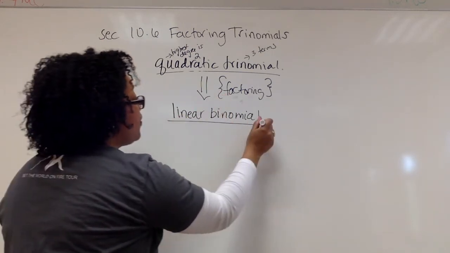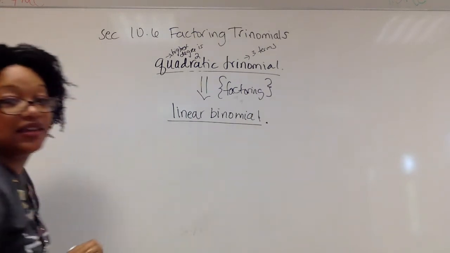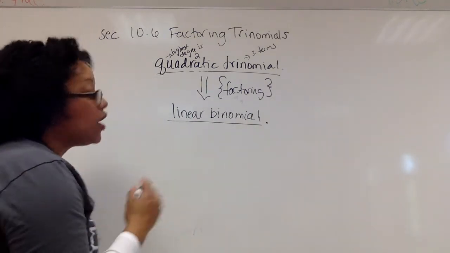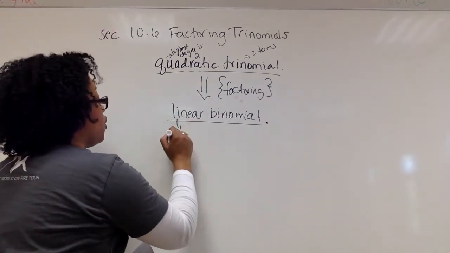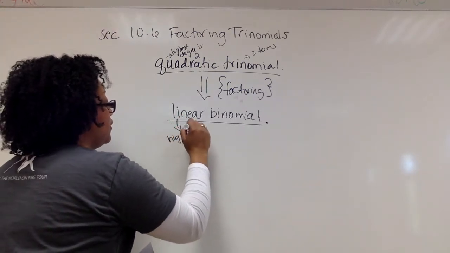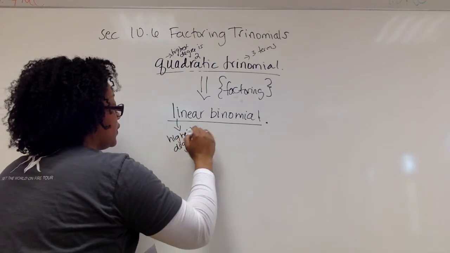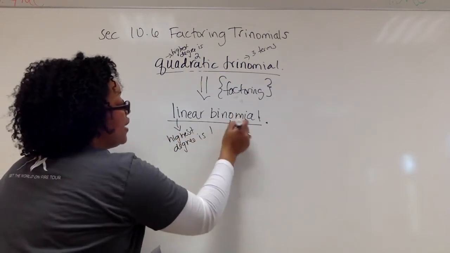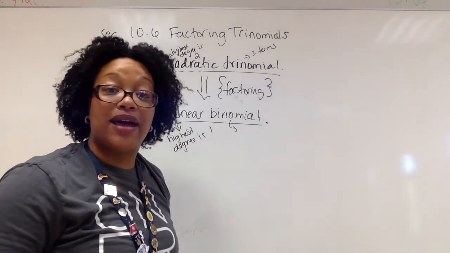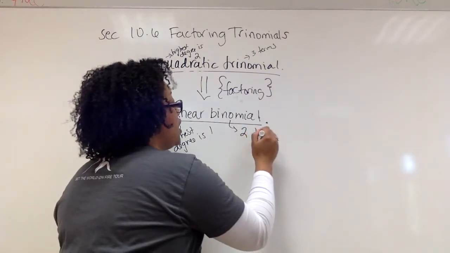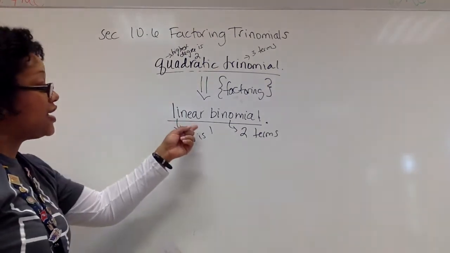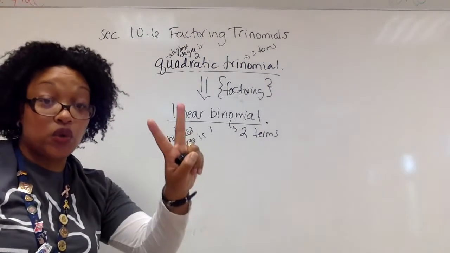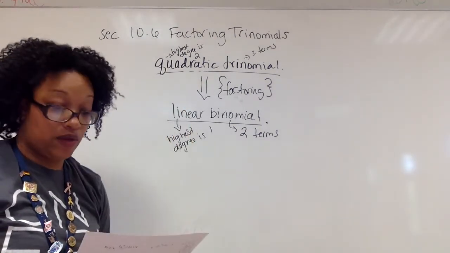So underline that term in the second sentence, and let's break that down. What's the highest degree of a linear term? Hopefully you know it's 1. The highest degree is 1. And then binomial, how many terms do you have in a binomial? 2 terms. So that is what we're going to be doing for the next couple of days. All of your answers, for the most part, will be 2 linear binomials.